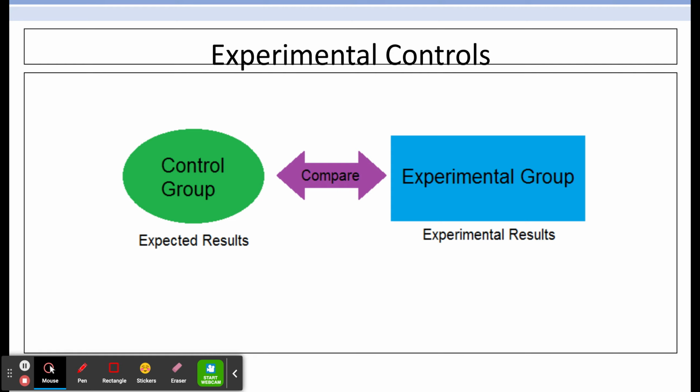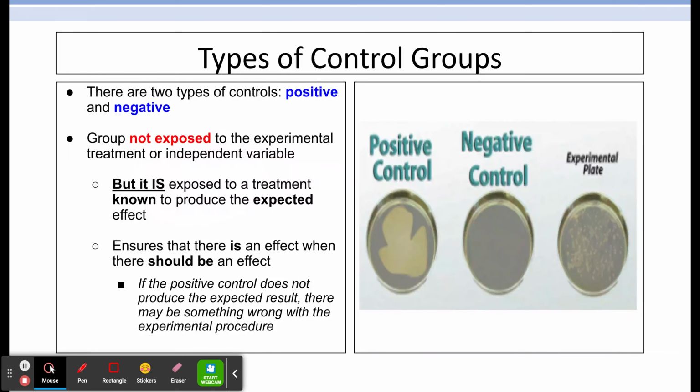So your control group and your experimental group both have constants. So that means that the type of pot is the same, the time of day is the same, the number of beans are the same, but you're changing something in your experimental group that you're keeping the same in your control group. So you can compare them. Your control group has what you expect. Your experimental has what you observed.